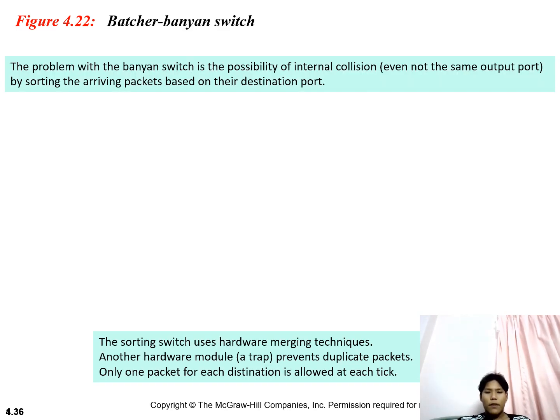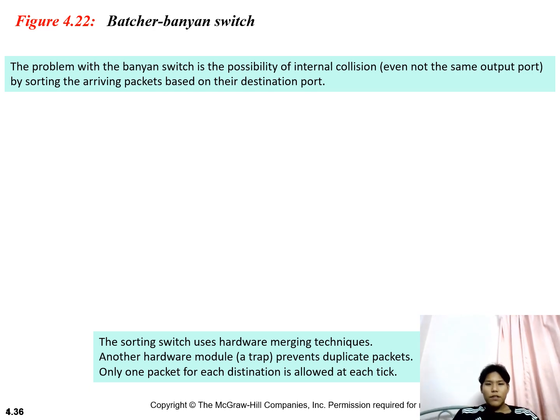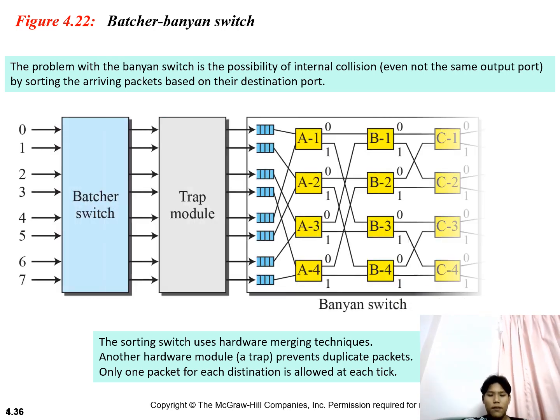Batcher banyan switch. The problem with the banyan switch is the possibility of internal collisions, even when packets are not headed for the same output port. The batcher solves this by sorting the arriving packets based on their destination port. The sorting switch uses hardware merging techniques. Another hardware module, a trap, prevents duplicate packets. Only one packet for each destination is allowed at each tick.